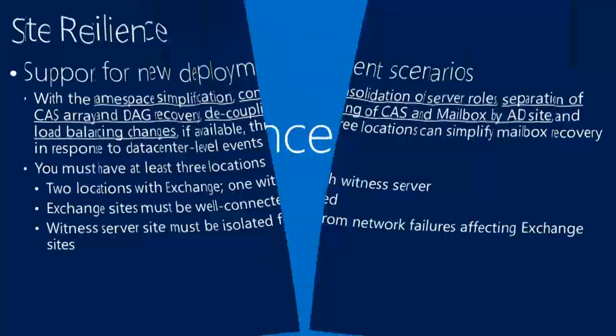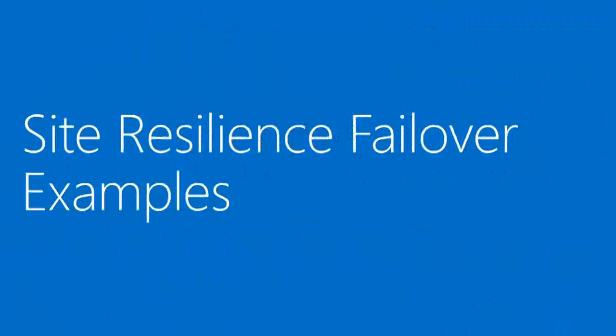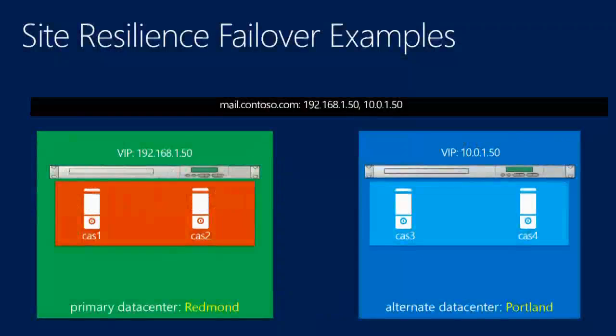So let's talk about some of these scenarios here. Let me give you some failover examples. So let's start with a simple one. We just have a 2 data center topology. I've got my primary data center in Redmond. My secondary data center is in Portland. And we're using a single worldwide namespace. So mail.contoso.com is the namespace that we're handing out to users. That's where they go to get their email. And we've got 2 A records in DNS, one that points to 192.168 and one that points to 10.0.1.